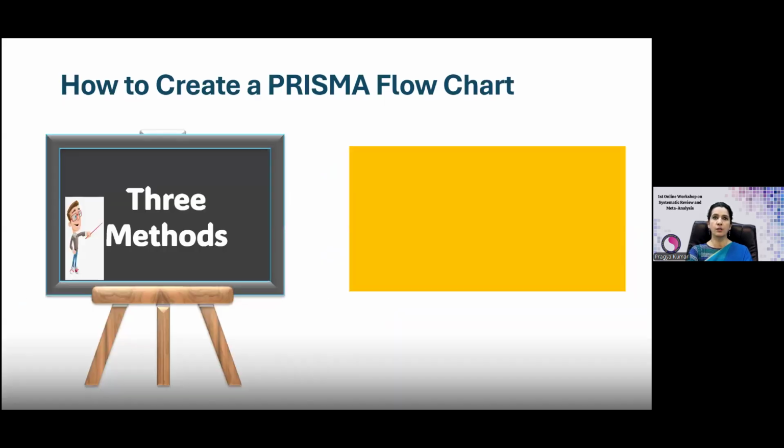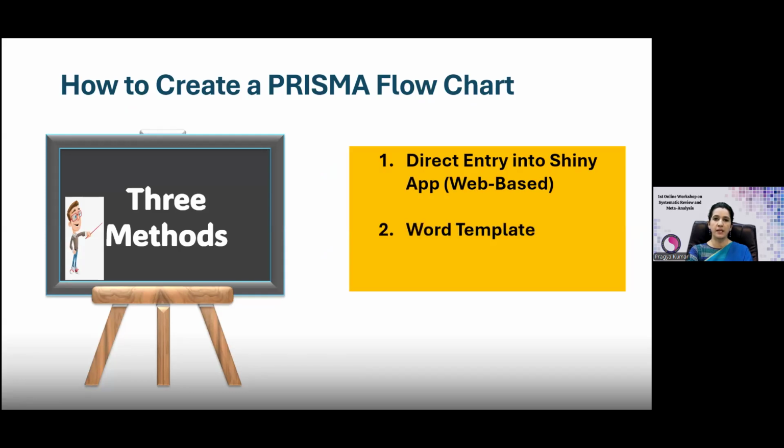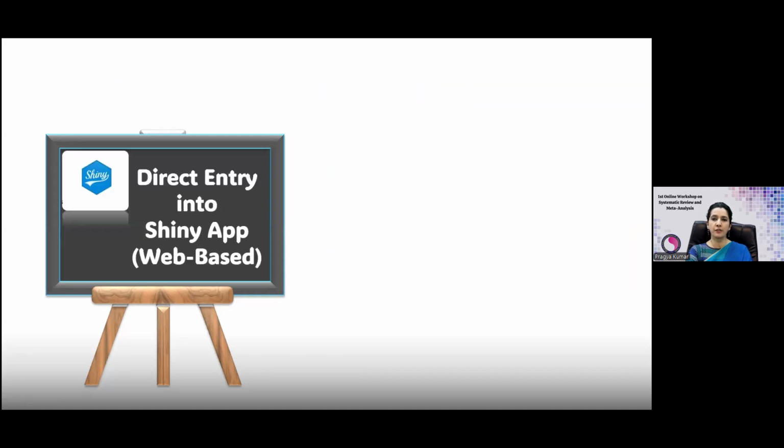So how do you create a PRISMA flow chart? There are three ways. First, you can use an app known as the Shiny app, which is web-based. I will demonstrate it before you go to the breakout room. Then there is a Word template, which we have also shared with you. And there is an Excel-based template. Again, the Excel-based template is a little tricky, so we recommend that you do it either in the Shiny app or in the Word format.